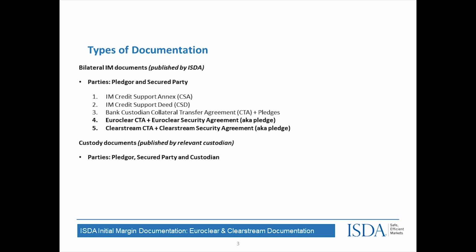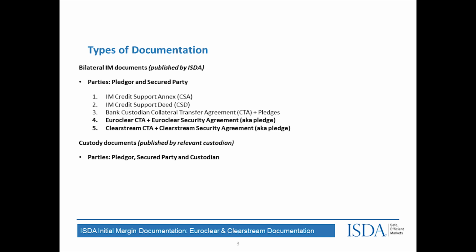So the documentation suite that you'll need for IM broadly breaks down into two categories. Firstly, the bilateral documents, and secondly, the custodial documents. So taking the bilateral documents first, the bilateral documents are between the pledgor and the pledgee, and they're published by ISDA and therefore covered by the standard ISDA collateral giver and taker opinions. Now you can see from this slide, there are broadly 5 kind of packages of bilateral documents, and they're largely driven by your choice of custodian and where that custodian is located.